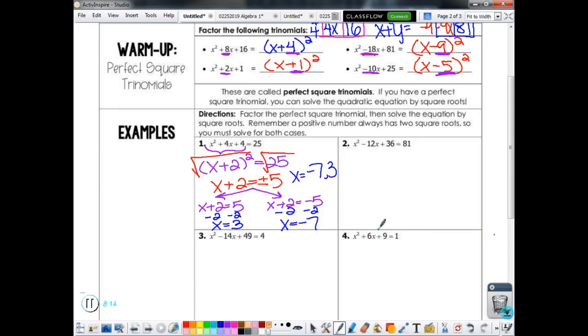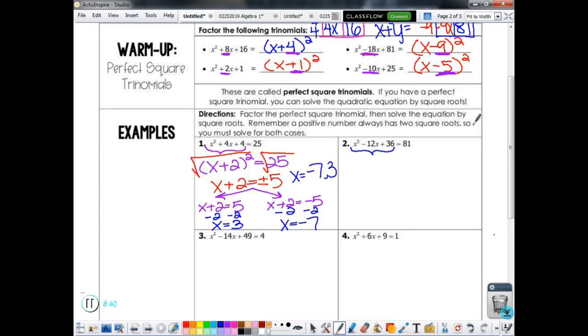Okay, try number 2 out. Try number 2. Alright, so number 2. So if I factor this out, right? Again, this is a perfect square, so you could either divide b by 2, or what you also could do is take the square root of c, right? Because the square root of 16 is 4, the square root of 1 is 1, the square root of 81 is 9, and the square root of 25 is 5.